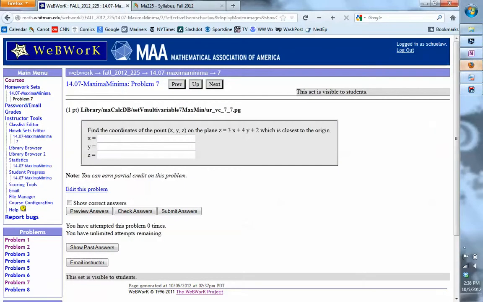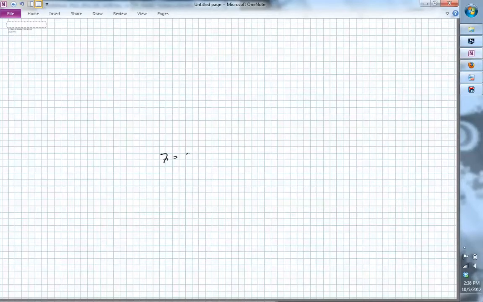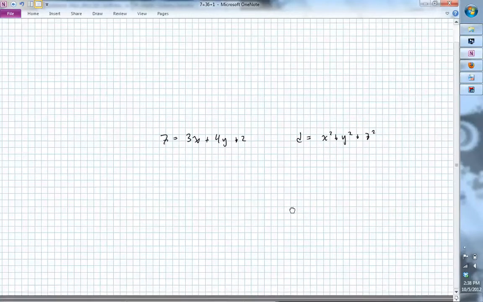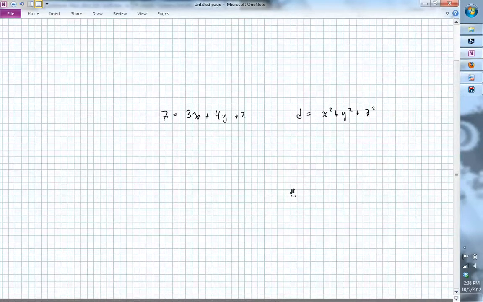This guy. So 3x plus 4y plus 2. And we want to minimize this guy. So is that what you were doing, roughly? Okay. So what did you do first? So first, to get rid of one of the variables in the distance formula, I solved for z squared. Yep. And then plugged it into the formula.